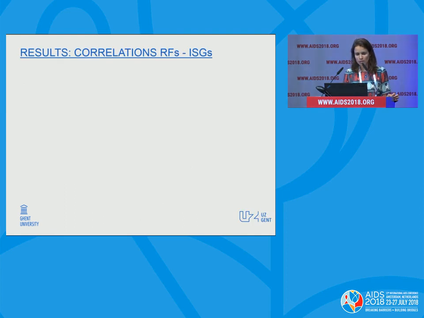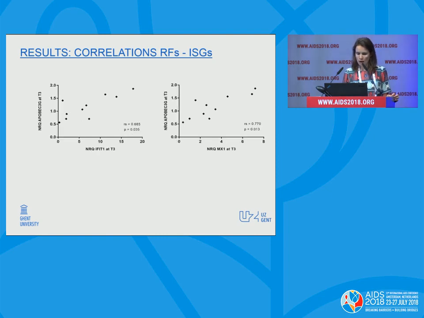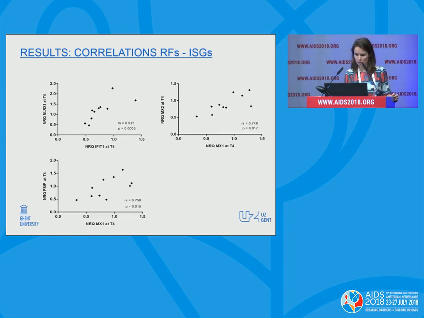So when we look at the correlations between the expression of these restriction factors and the interferon-stimulated genes, for most of the genes that we looked at, we see that there's correlation at time point 1. I just put the results here for MX2 compared to IFIT1 and MX1. Also at time point 3, here you see the results for APOBEC3G, where there was also a nice correlation between the expression of restriction factors and interferon-stimulated genes.